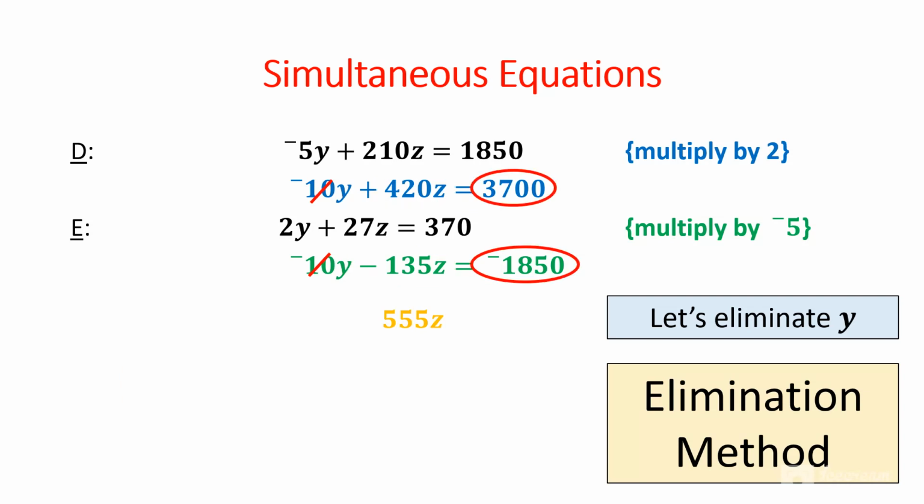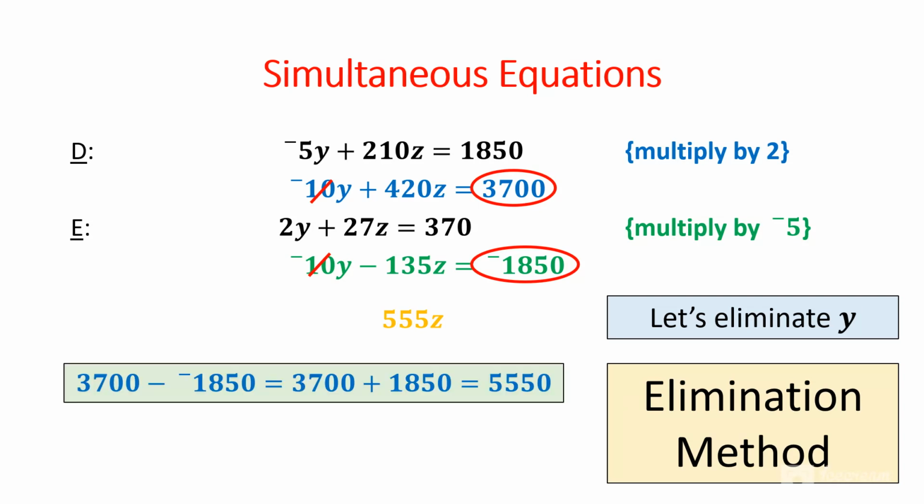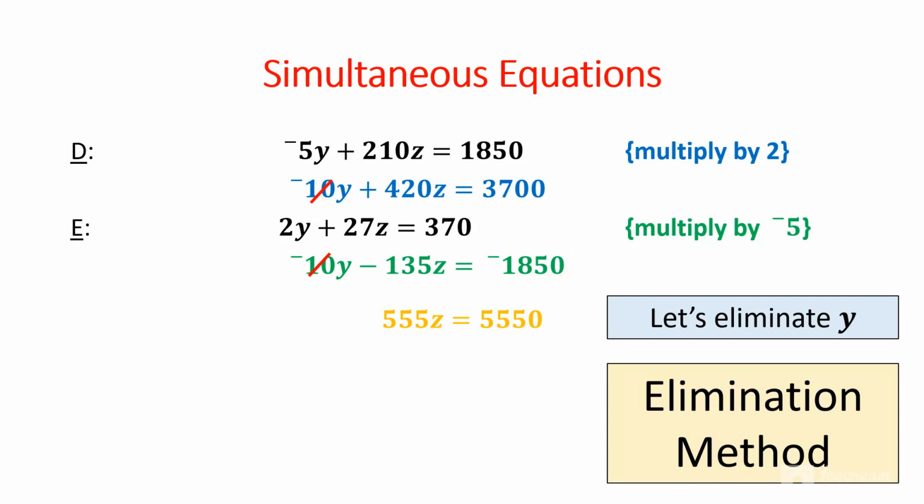And 3,700 take away negative 1,850. Again, remember your negative rules. It's the same as 3,700 plus 1,850, giving us 5,550. So we've got a statement which says 555z is equal to 5,550. We can now divide both sides by 555 and work out what z is. Z is equal to 10. Right, we're making progress. We've found our first variable.